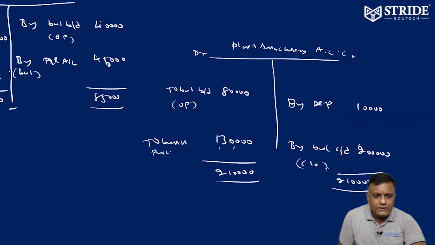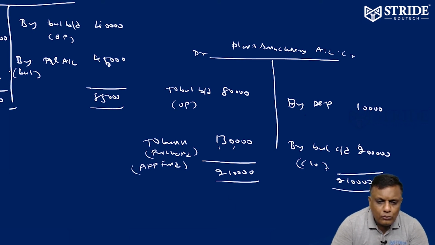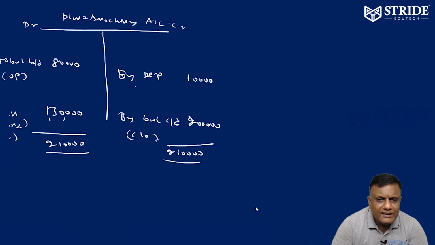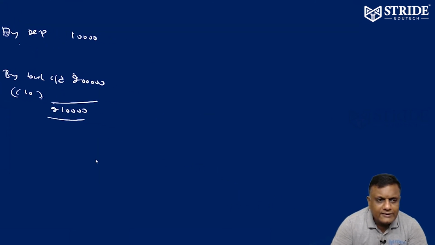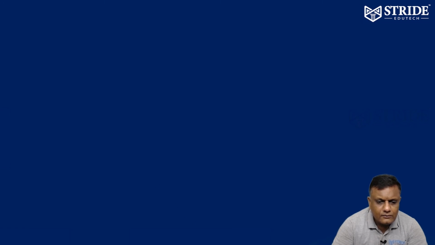Which means we purchased plant and machinery. This is application of funds. Right. One more ledger we prepare, that is land and buildings ledger. Plant and machinery is over. 1,30,000 purchased. Next ledger, land and buildings ledger.